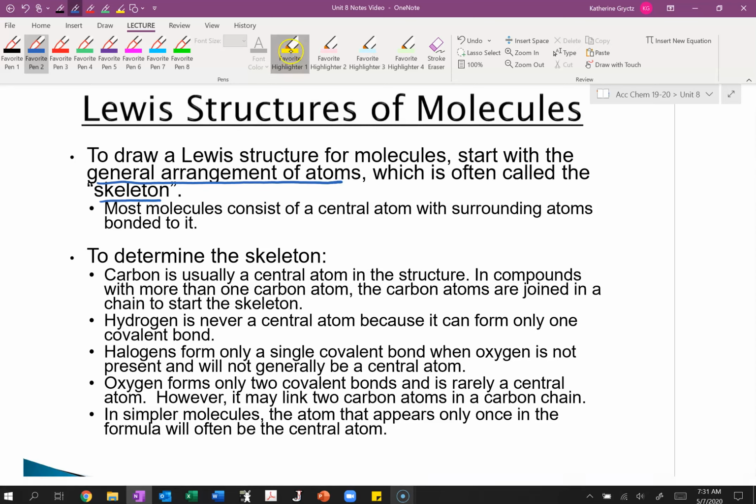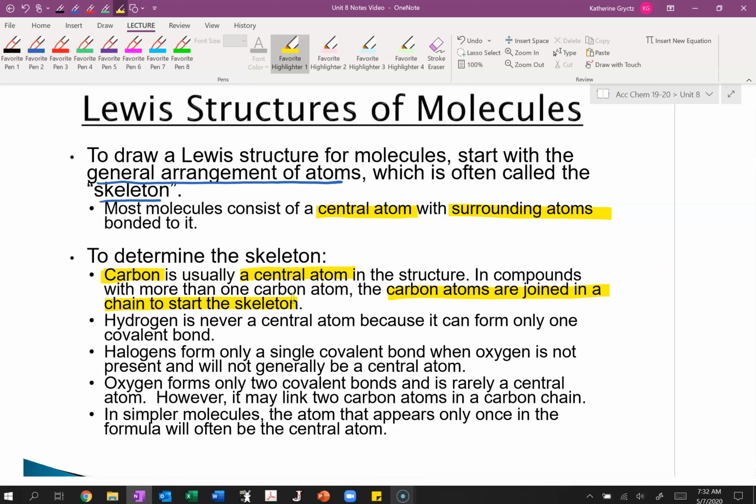Okay, so the molecules that we're dealing with, the simpler ones, are going to have a central atom and surrounding atoms bonded to it. To determine the skeleton, to pick the middle atom, if carbon is present, it's usually a central atom. If carbon is present more than once, usually the carbon atoms are joined together in a chain to start that skeleton. That's what you see a lot in biology, carbon chains.